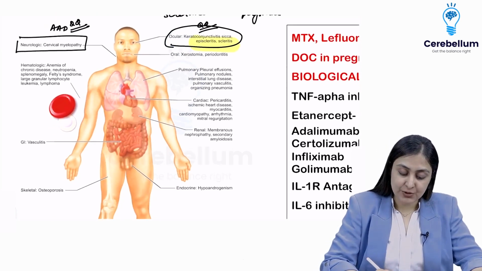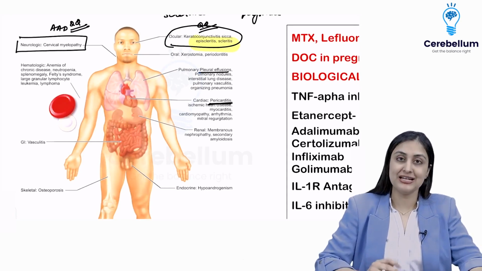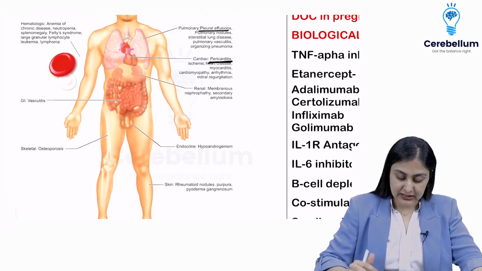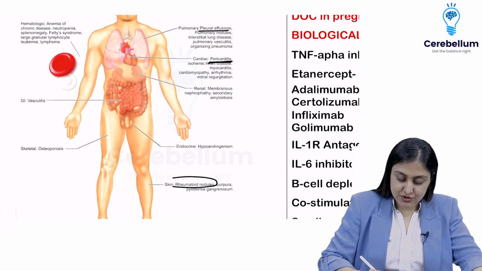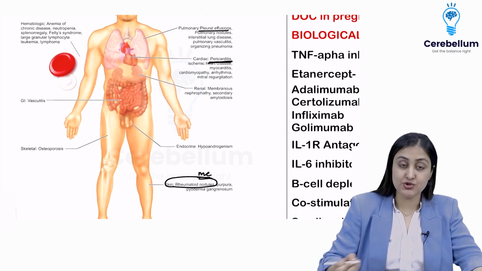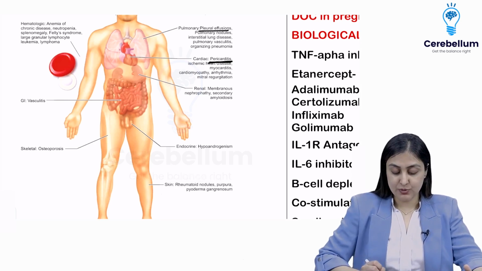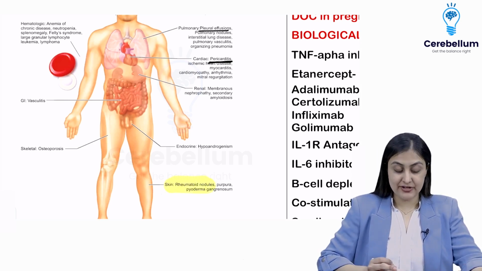You will have serositis, which is very common. So in the lung and heart, most common actually is pleuritis and pericarditis. You can have renal, you can have skin manifestations. So rheumatoid nodules are actually the most common extra articular manifestations. In fact, rheumatoid nodules are the most common extra articular manifestations.